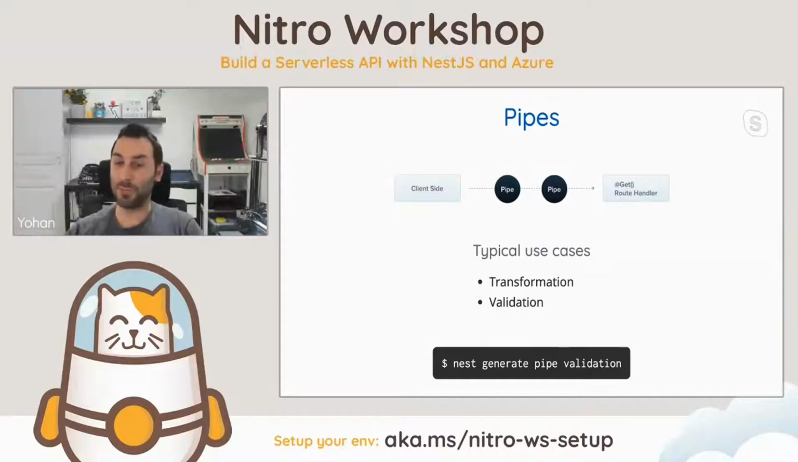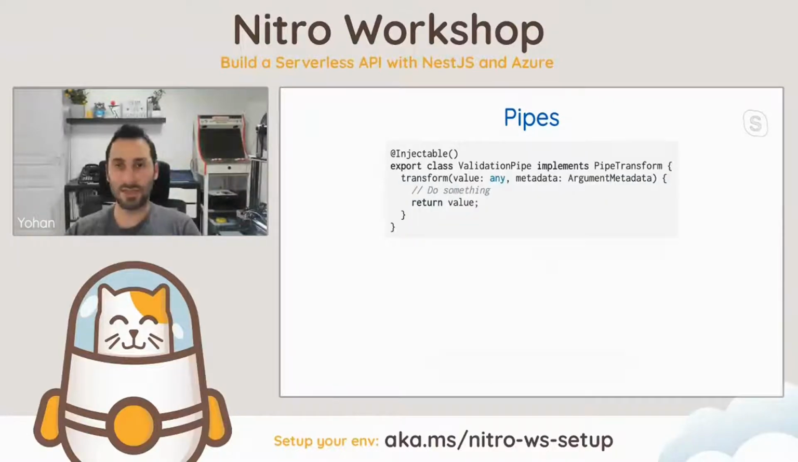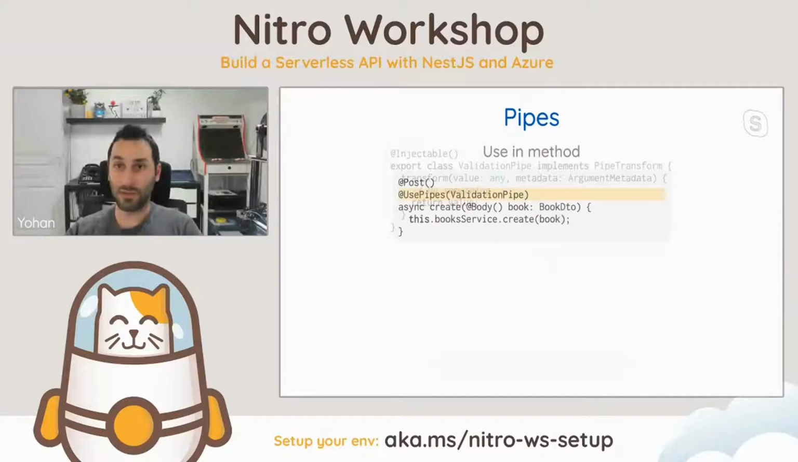You also have pipes. Again, if you're familiar with Angular, you might already get an idea of what a pipe is. A pipe can be used for two typical use cases. The first one is to transform data that comes from the client side of your application, the web browser, before it gets to your API handler, so your function in your controller. It can also be used to validate the data, which is something really important if you're building an API.